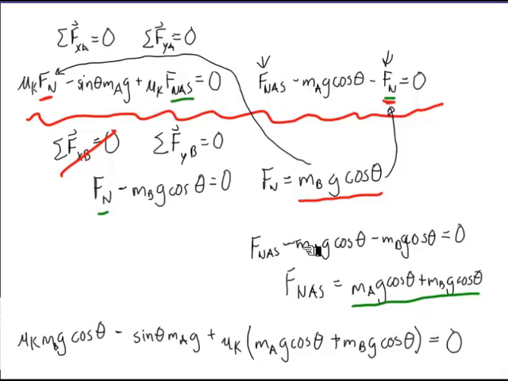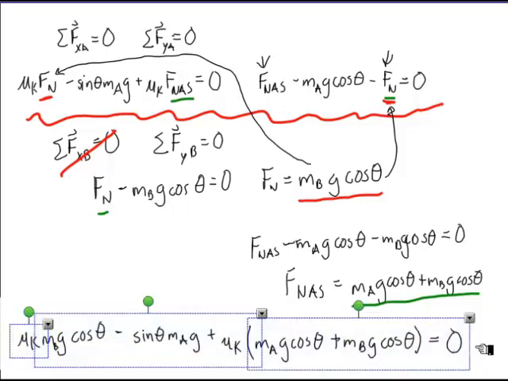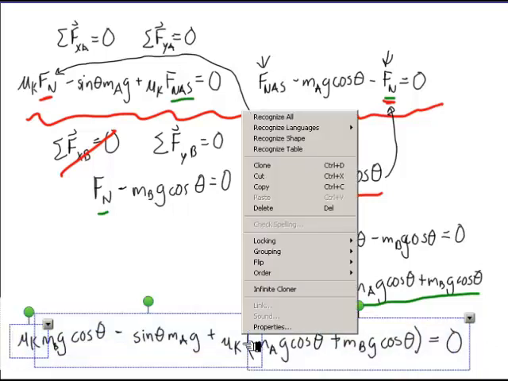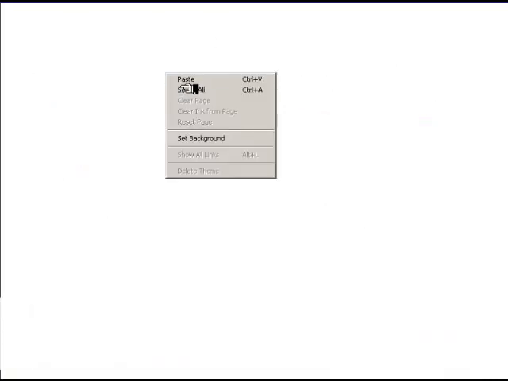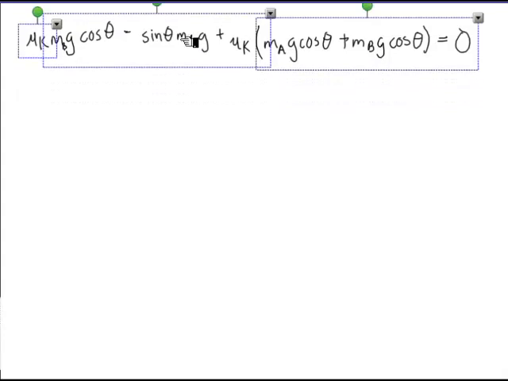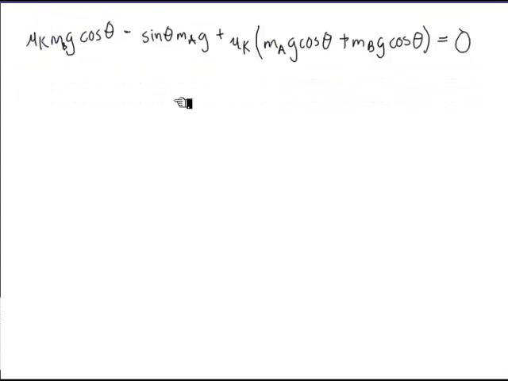Okay, our pain is nearly at an end. All we have to do now is solve for mu_K. So what I'm going to do is take this, copy it, take it to our next slide, paste it. Okay, and we'll walk through the algebra of how to solve for mu_K.